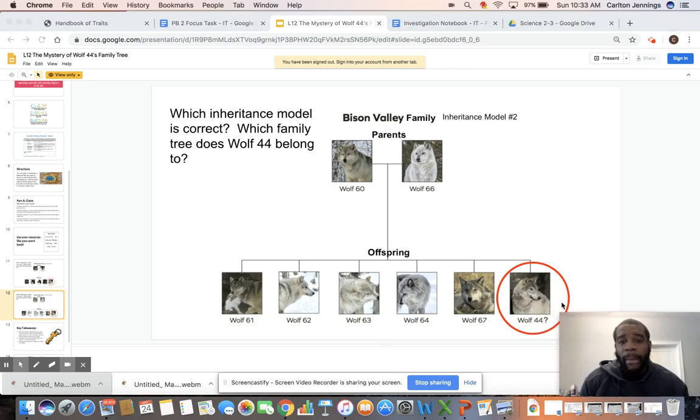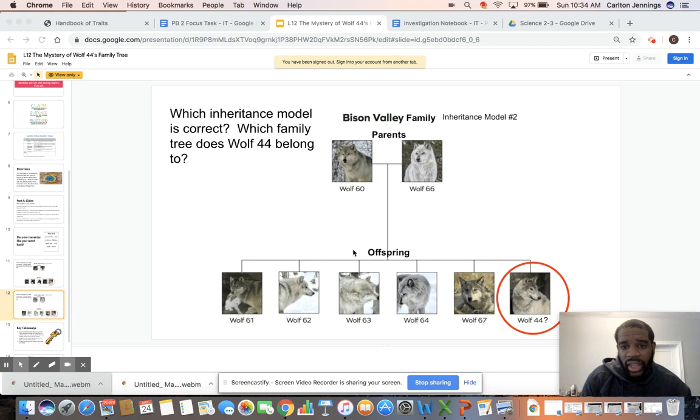So what we did last lesson was put Wolf 44 inside of the family tree with the Bison Valley pack. We can see Wolf 60 and Wolf 66, the mom and the dad of the Bison family pack, and the offspring of the Bison family pack. And we see that all of these wolves have lighter gray color, just like Wolf 44. If you look at Wolf 60, the mom, and Wolf 44, they have almost the same colored fur, that lighter gray fur.